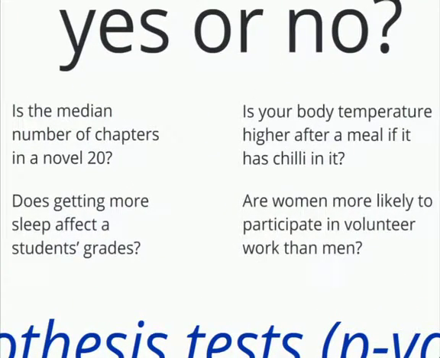Okay? So it could be, is the median number of chapters in a novel 20? Now, if you don't know what median is, I will tell you: it's the middle, in the sense that half of the possibilities are below and half of them are above. Not just the possibilities, but half of all novels have more than 20 chapters and half of them have less than 20. That's what it would mean if the median was 20, as opposed to the average, which would be adding them all up and dividing by how many there are.